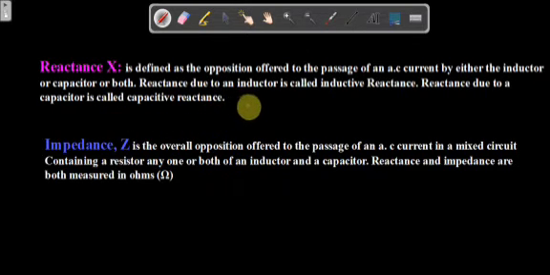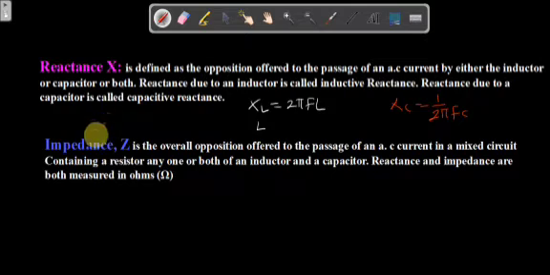So the inductive reactance XL is given by 2 pi FL. Remember that the symbol for an inductor is L, and the capacitive reactance XC is equal to 1 over 2 pi FC.